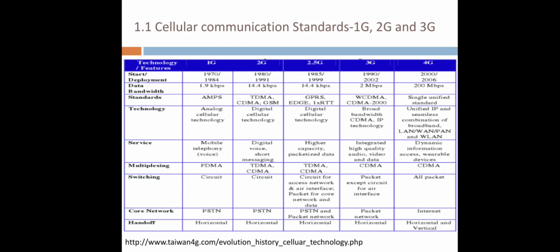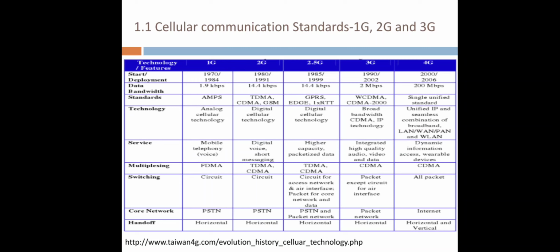Multiplexing: in 1G FDMA, frequency division multiplexing. In 2G, TDMA and CDMA, time division and code division multiplexing. 2.5G also TDMA and CDMA. In 3G, CDMA technology, and in 4G, CDMA, code division multiplexing is available.